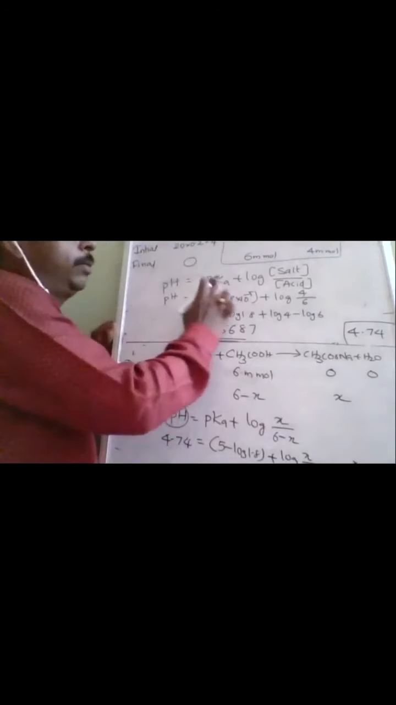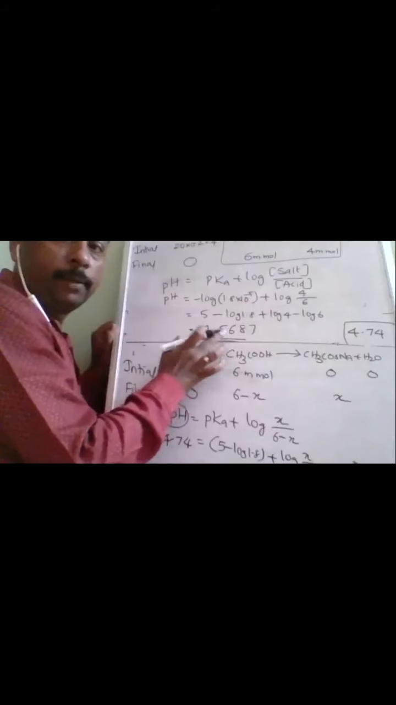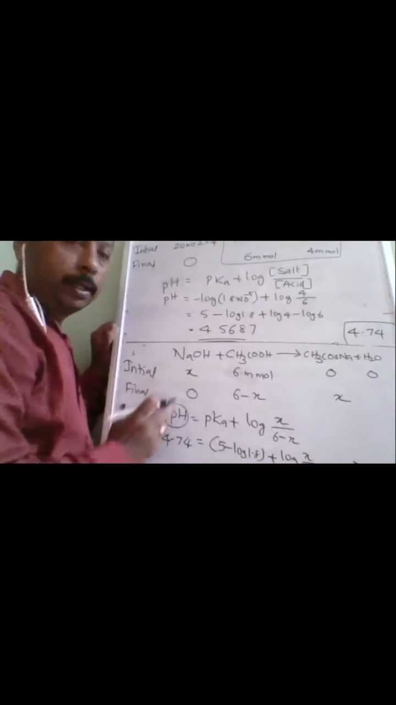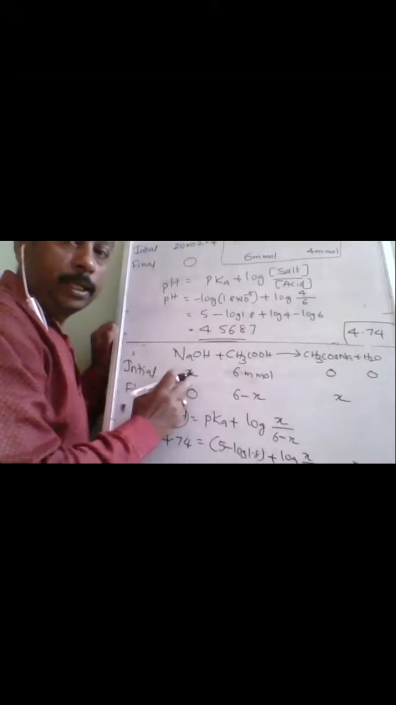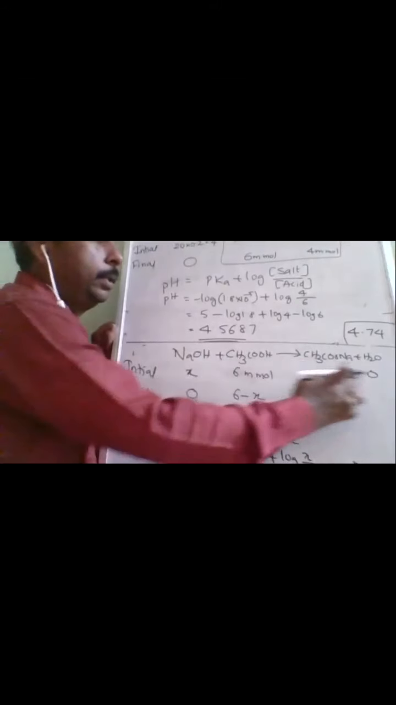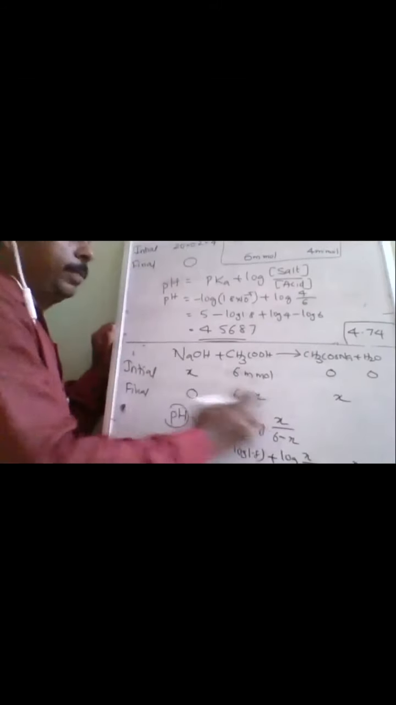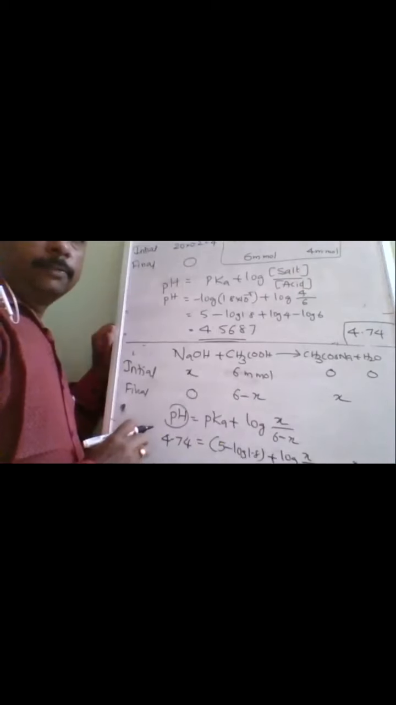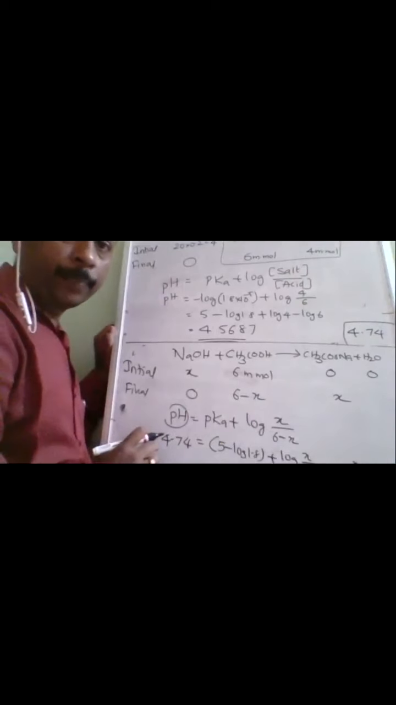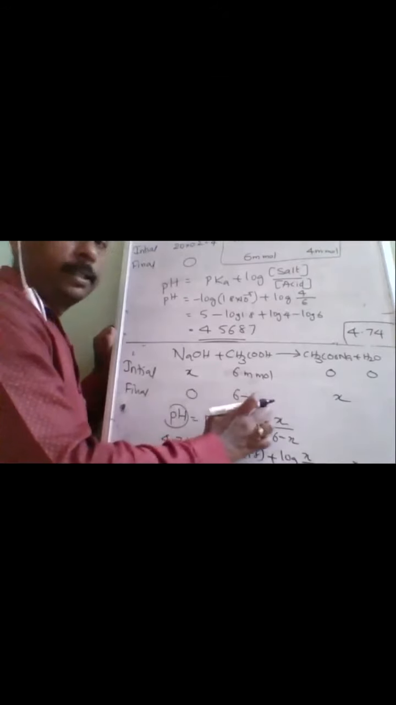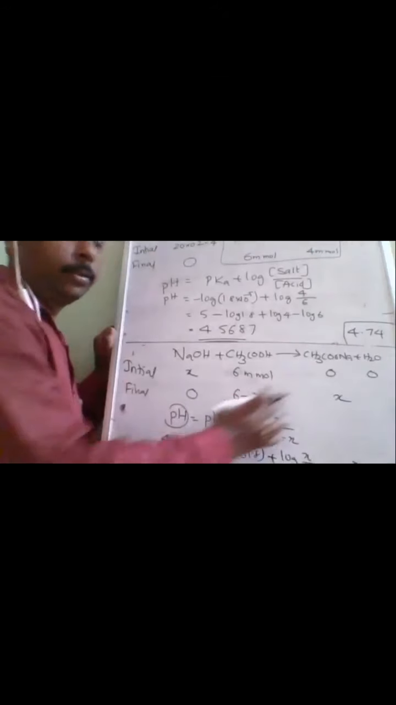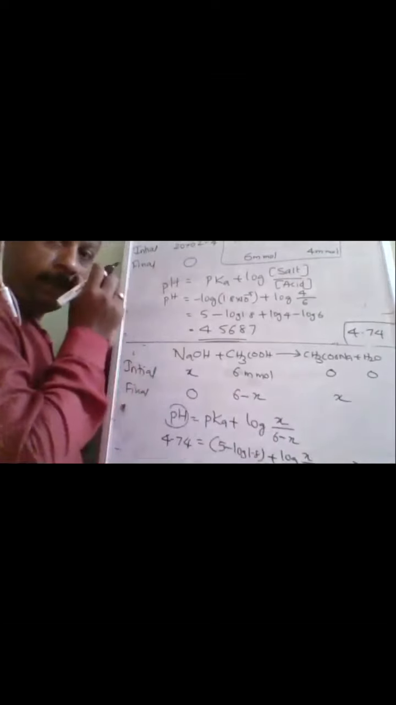Here pH is equal to pKa. This we have initially calculated from here, then we are substituting here. Here it is X, assuming it as X, and it is 0, 0 and 0, 6 minus X. As it is confirmed that it is a buffer solution, it will be 6 minus X here and X here, so that salt and acid must be left over.